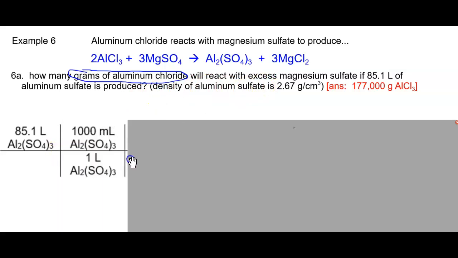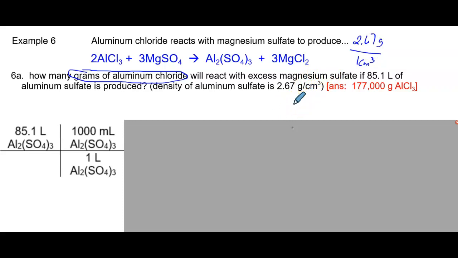So I know that for every 1 liter of anything, there's 1,000 milliliters. So 1 liter of aluminum sulfate equals 1,000 milliliters of aluminum sulfate. But my density is 2.6 grams per centimeter cubed. Remember what that looks like. That is really saying the same thing as 2.67 grams over 1 centimeter cubed. Remember that this forward slash says that we're putting it underneath with a 1.